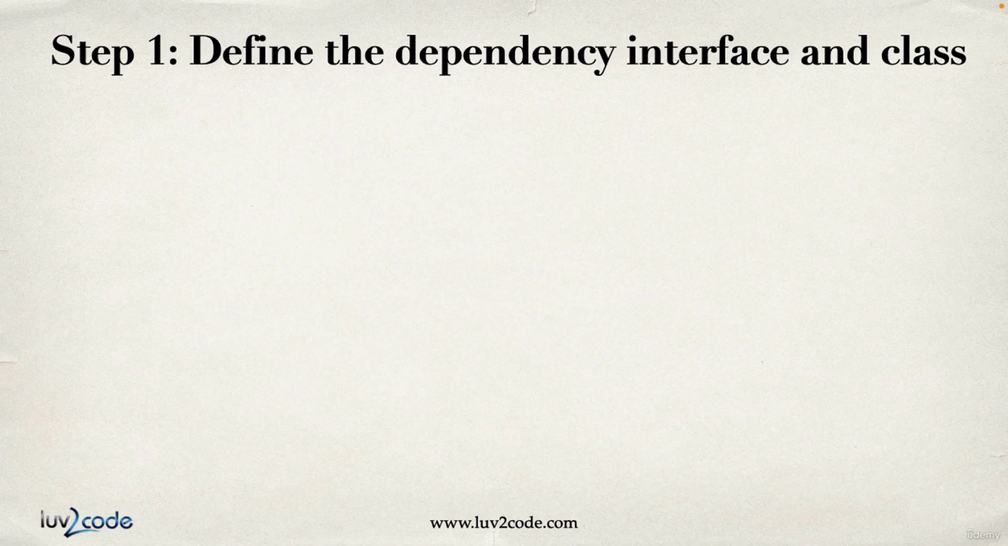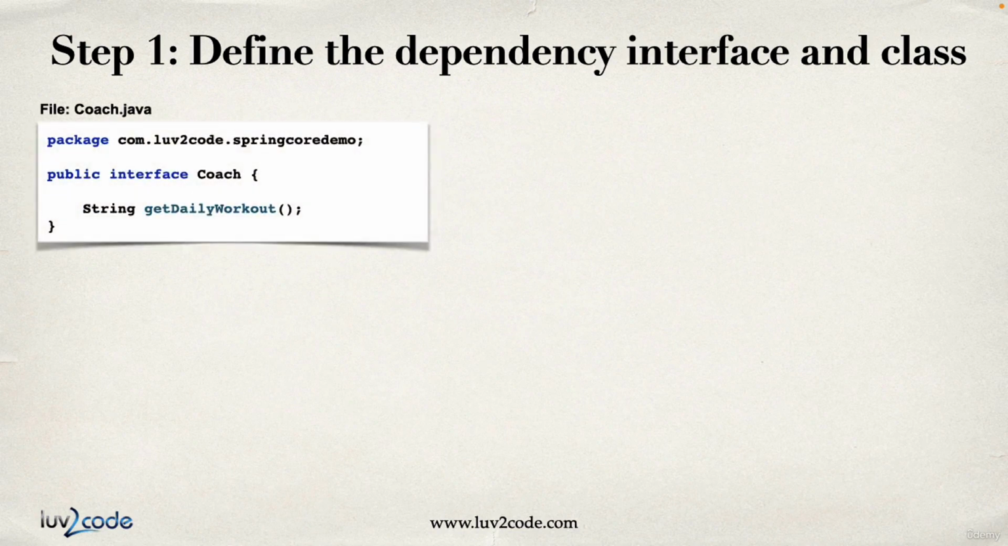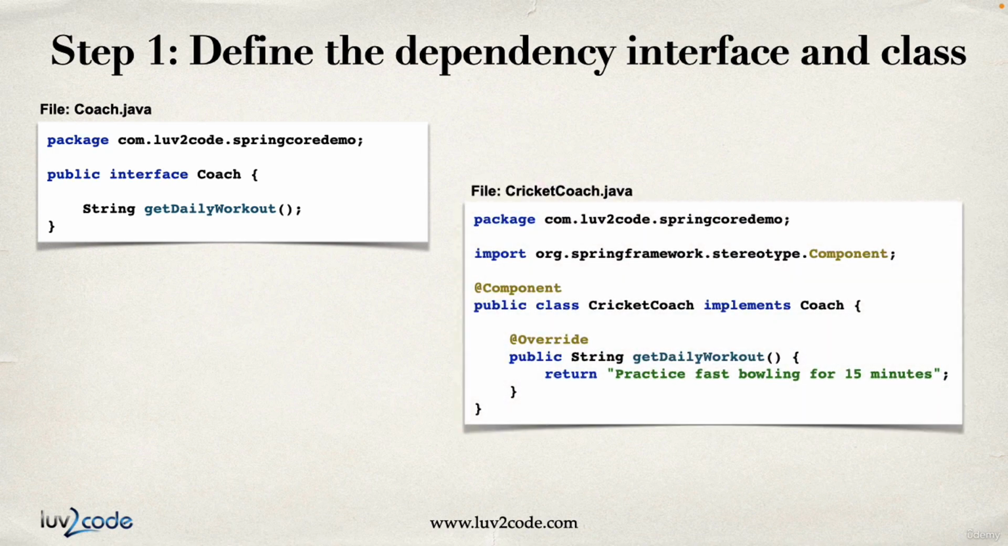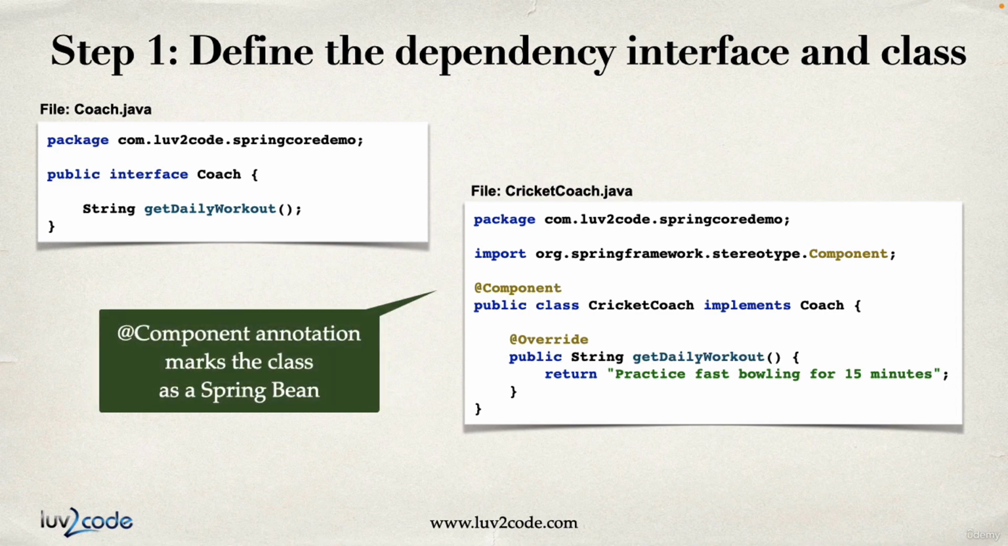Alrighty, starting with step 1 here of defining the dependency interface and class. So we'll have this interface called Coach. It has a method getDailyWorkout. And then we'll have a CricketCoach that implements Coach, and it has this method, getDailyWorkout, practice fast bowling for 15 minutes. Now notice here that this class has the component annotation. So this marks the class as a Spring Bean and makes it a candidate for dependency injection.